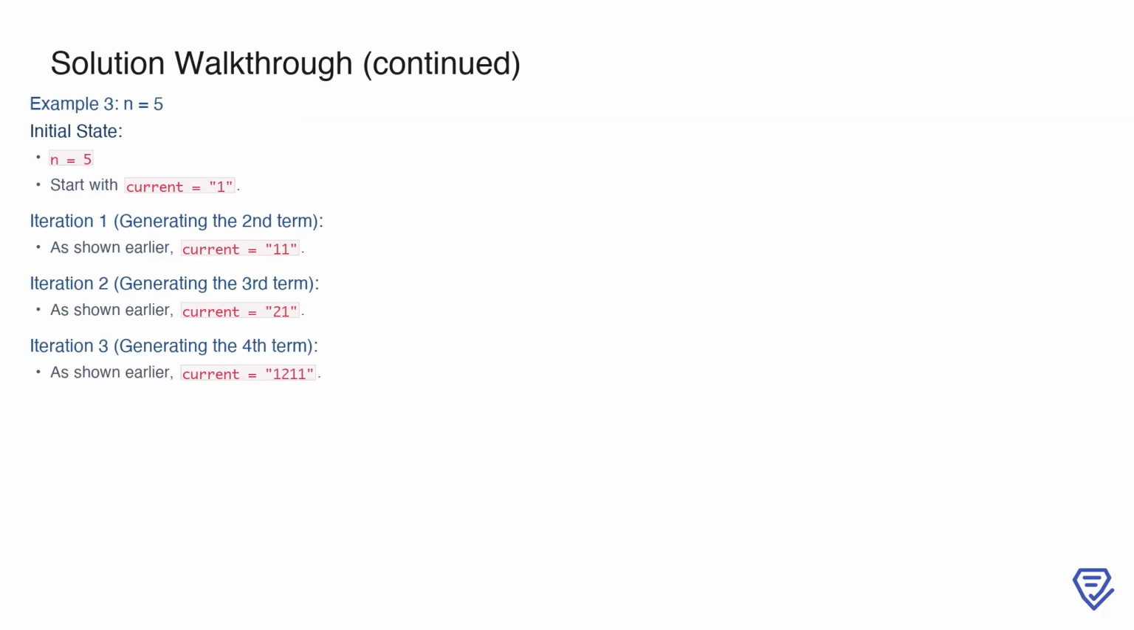For n equals 5, we follow the same iterative approach, starting again with 1 as the initial string. The process for generating the second term gives 11, just as before. Similarly, the third term is 21, and the fourth term is 1211. These intermediate steps remain consistent with the process we've already discussed. Now, we're ready to generate the fifth term by applying the same principles to the string 1211.